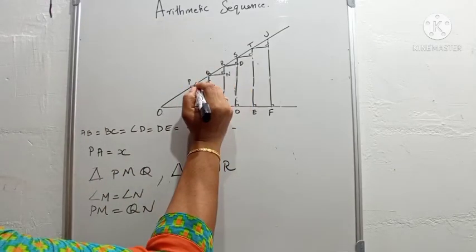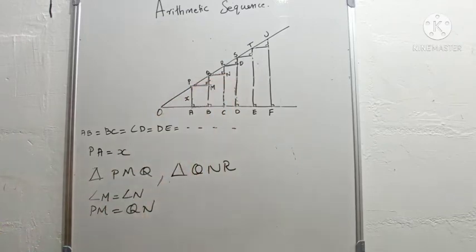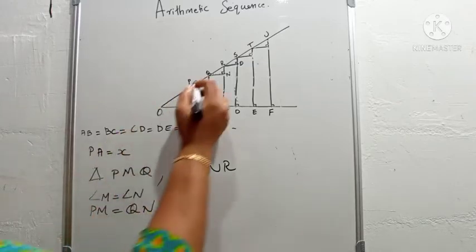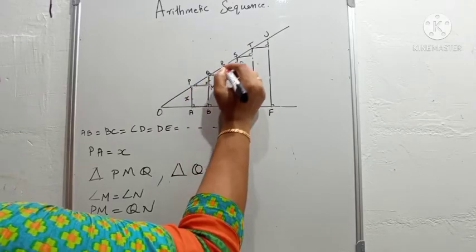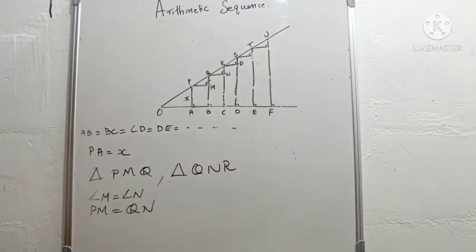Then, what about these two angles? Are they equal? Yes, they are equal. Right? They are falling on the same slanted line. So, all these angles are equal. That is, we have angle P is equal to angle Q.